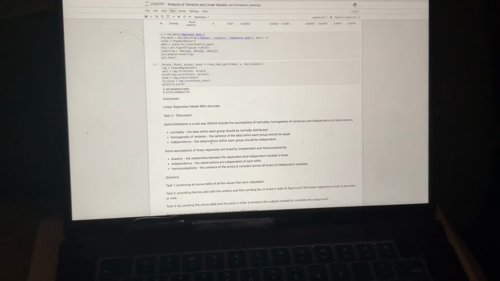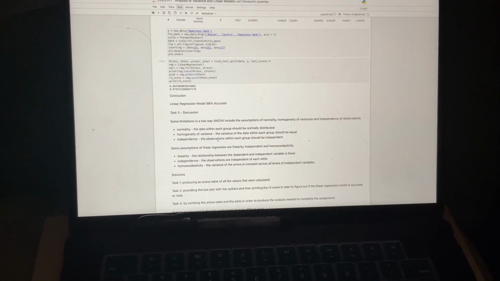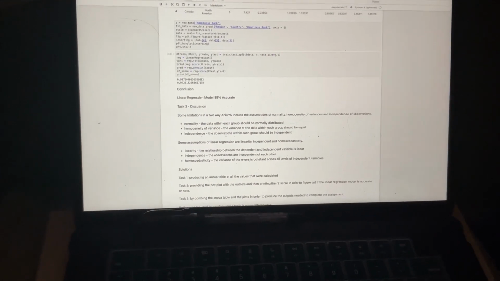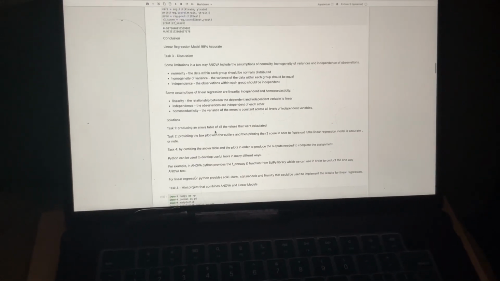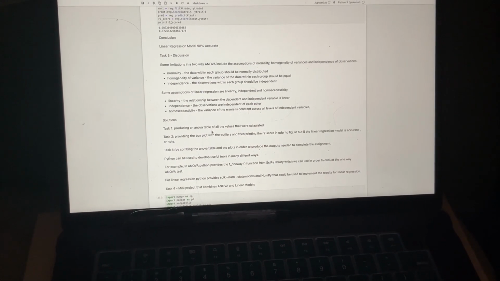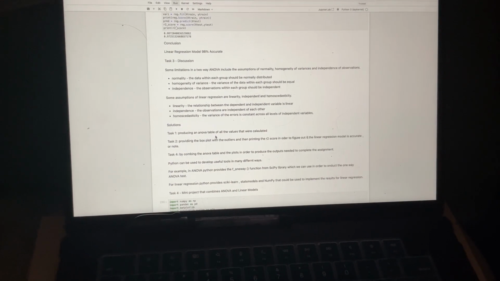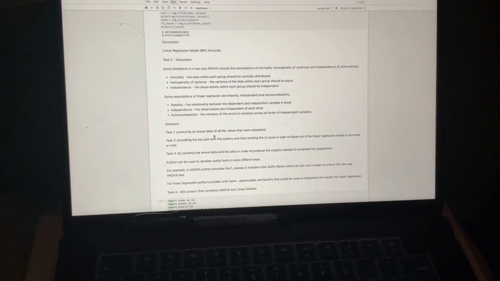And then the assumptions for linear regression are linearity, independence, and homogeneity. Linearity is that the relationship between the independent variables is linear. Independence: the observations are independent of each other. And the last one: the variance of the errors is constant across all levels of the independent variables.